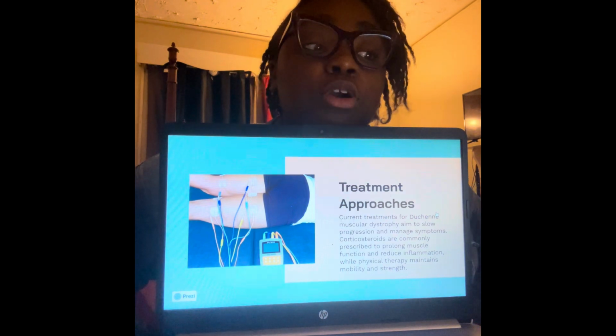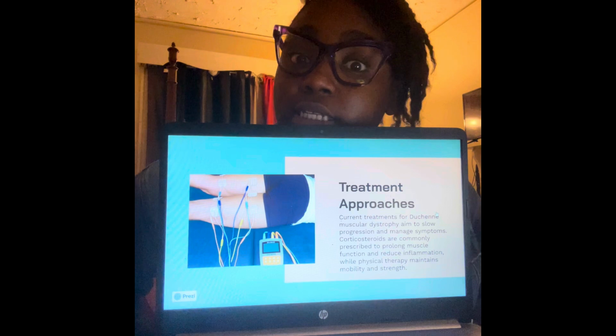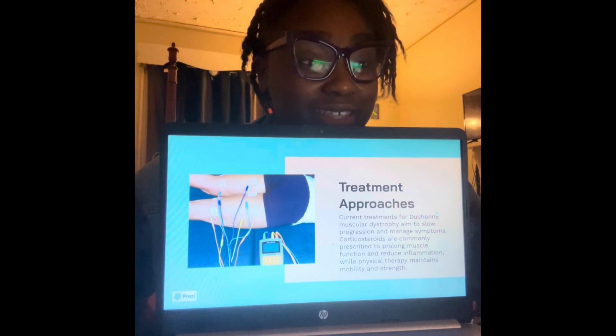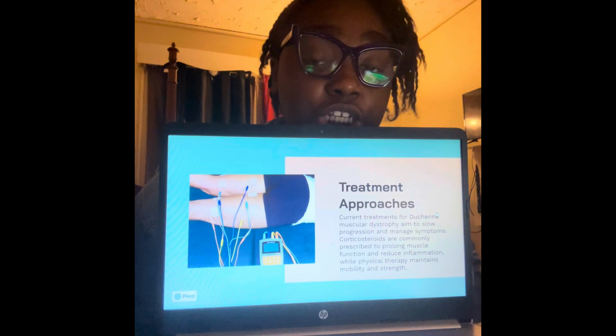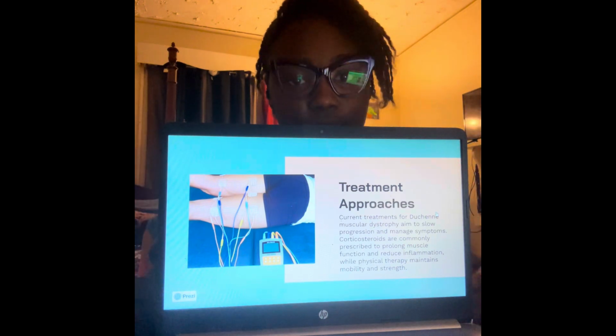Treatment approaches. Current treatments for Duchenne muscular dystrophy aim to slow progression and manage symptoms. Corticosteroids are commonly prescribed to prolong muscle function and reduce inflammation, while physical therapy maintains mobility and strength.